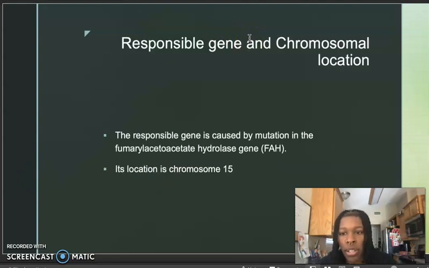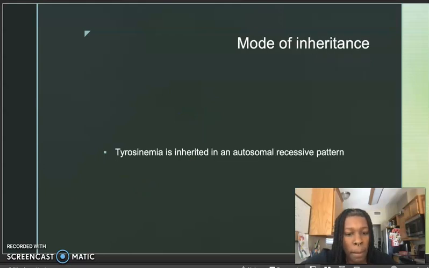Responsible gene and chromosomal location. The responsible gene is caused by a mutation in the FAH, and its location is chromosome 15. Mode of inheritance. Tyrosinemia is inherited in an autosomal recessive pattern.